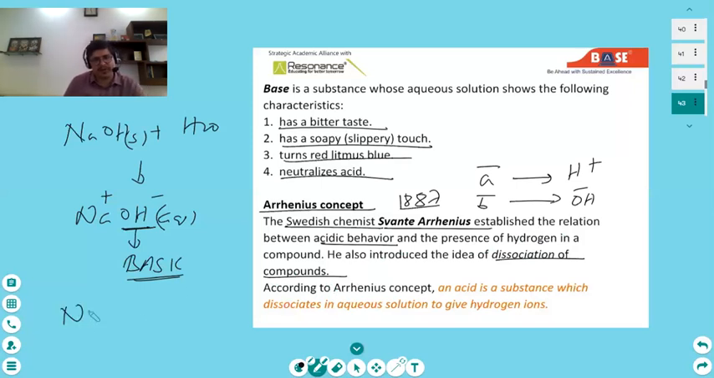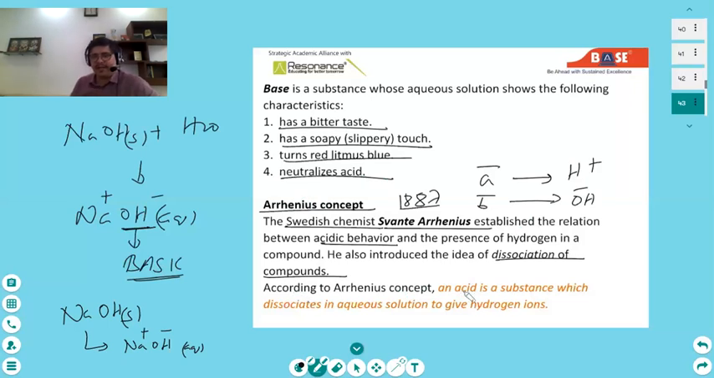Dissociation means breaking. For example, NaOH is a solid. It is ionic. In this form, it is intact. There is no breakage, no dissociation or ionization seen. The moment you add it into water, it forms aqueous Na plus and OH minus. So this is known as dissociation. Dissociation means splitting into ions. Ions means negative and positive, which we'll see now.